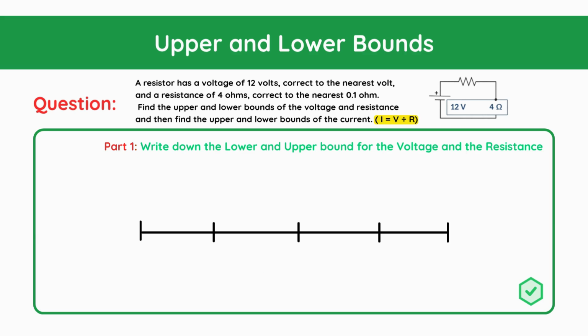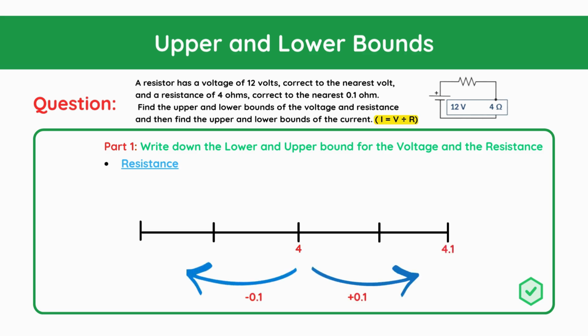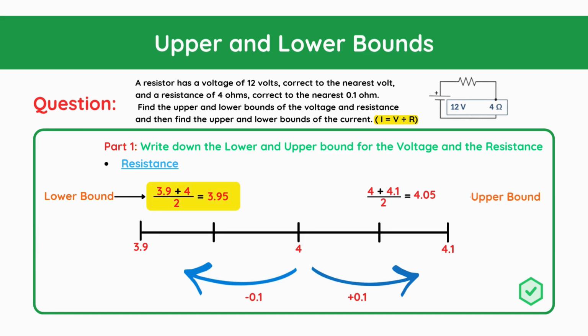Next, to find the upper and lower bound of the resistance, we place 4 in the middle of the number line. Then we add 0.1 to get 4.1 and subtract 0.1 to get 3.9. We find the midpoints between these values. This gives us a lower bound of 3.95 and an upper bound of 4.05 for the resistance.